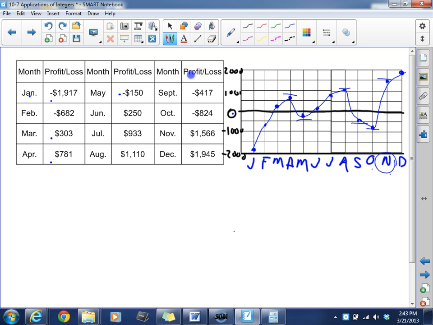Now, I will say in your homework, you will be making a graph, so it might be wise to have graph paper, to have and hold on to graph paper. That would be a very wise thing to do.